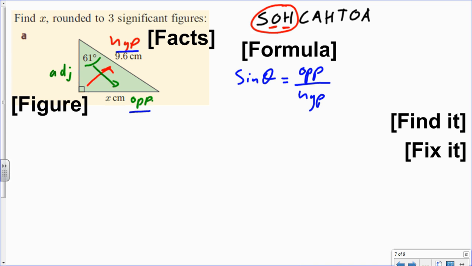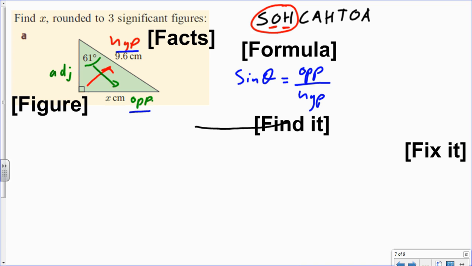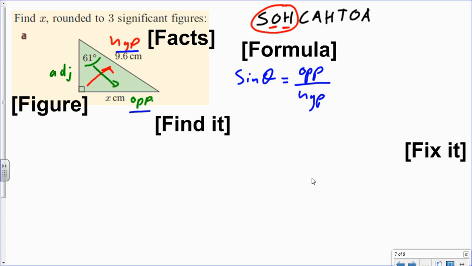We now need to do our find it section. Our find it is about substitution. I'll put find it over there because I want to keep my question going down. So now we're going to substitute. We're going to have sine, and the angle there is 61, equals, now our opposite side was x, and our hypotenuse is 9.6. So there we have our find it section.